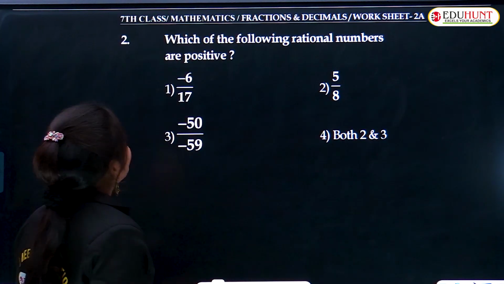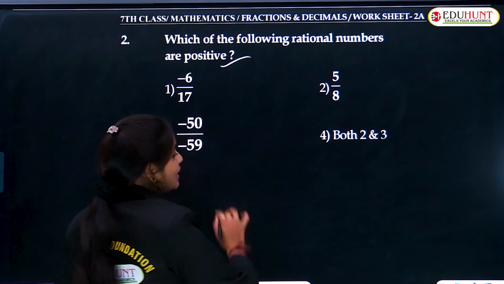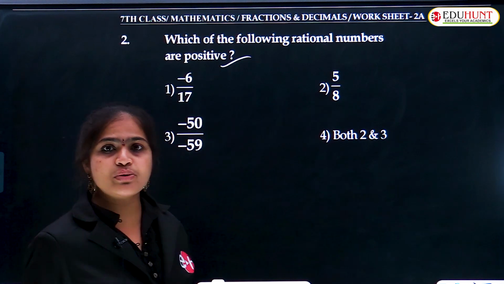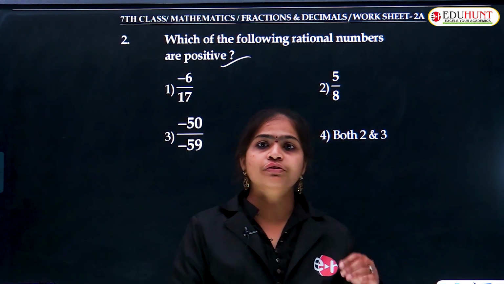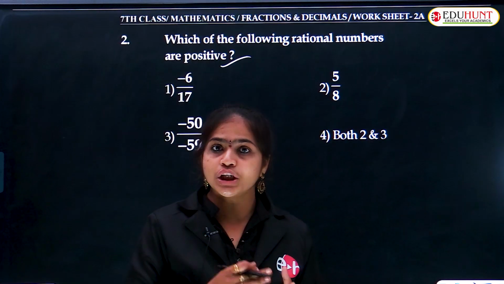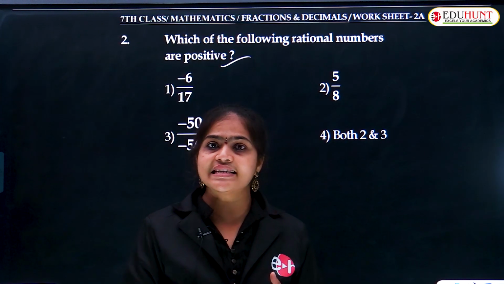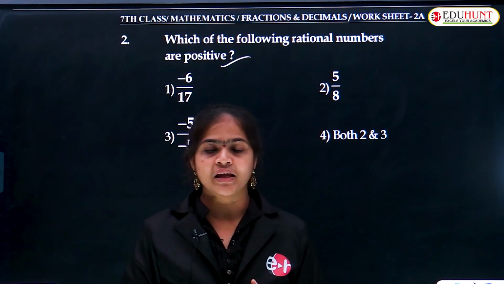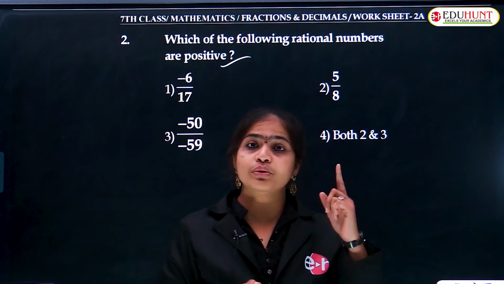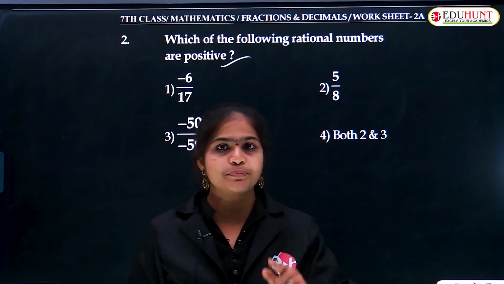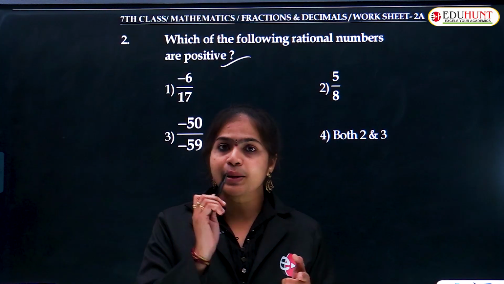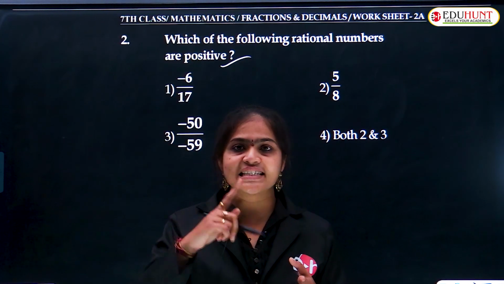Second one: which of the following rational numbers are positive rational numbers? How do we identify positive rational numbers? The quotient of two positive integers is always positive, and in the same way the quotient of two negative integers is always positive. The quotient of one positive and one negative is always negative.